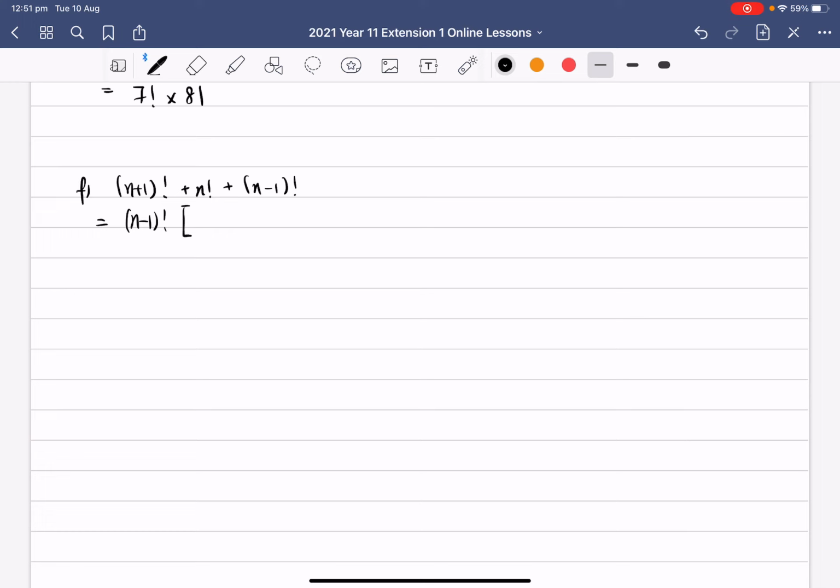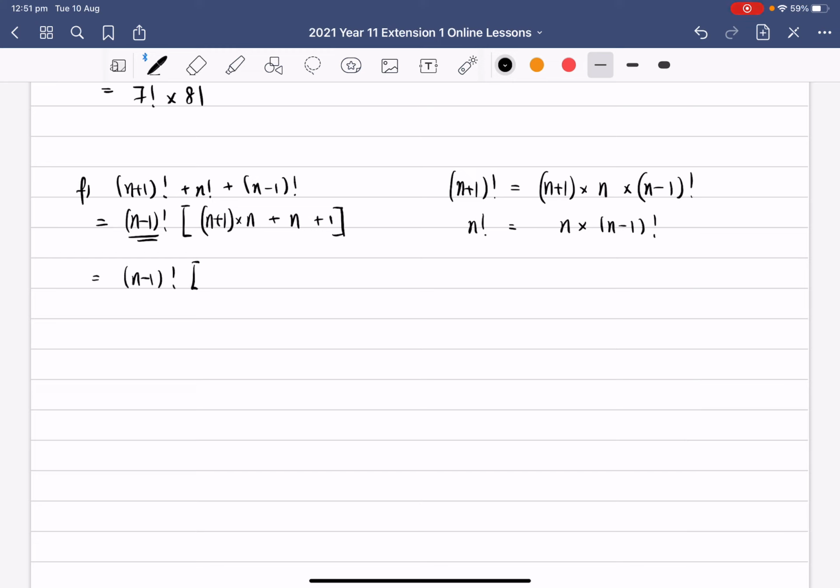All right, and then remember n plus 1 factorial is equal to n plus 1 times n times n minus 1 factorial. So if we take n minus 1 factorial out, we have n plus 1 times n left, plus, now n factorial is just equal to n times n minus 1 factorial. So therefore we just need to plus n and plus 1 to finish off that. All right, so we can now simplify what's inside the bracket.